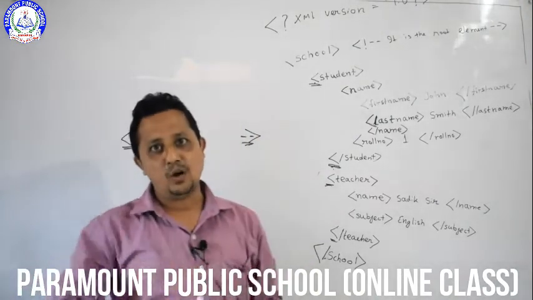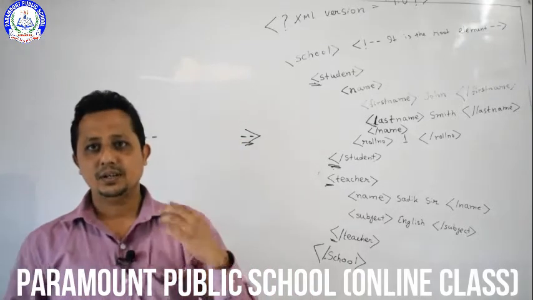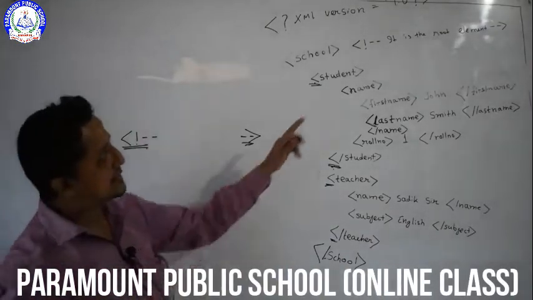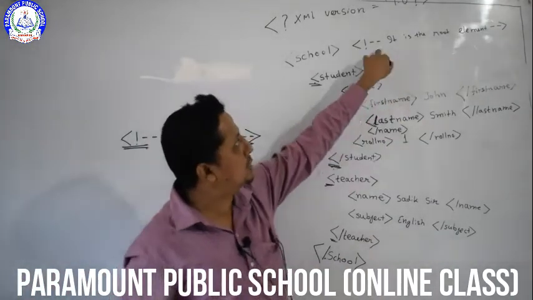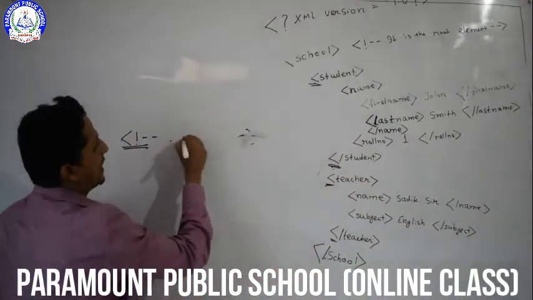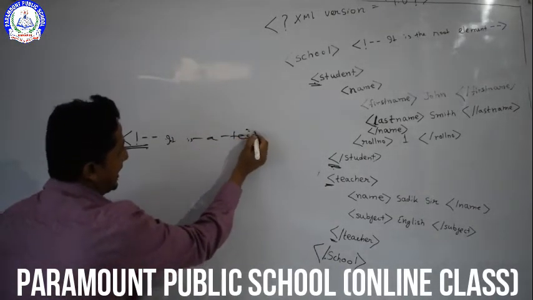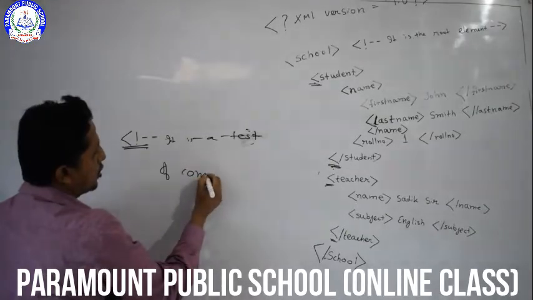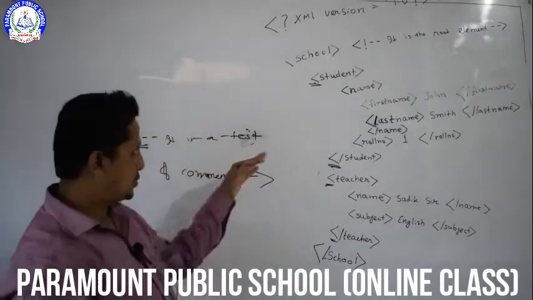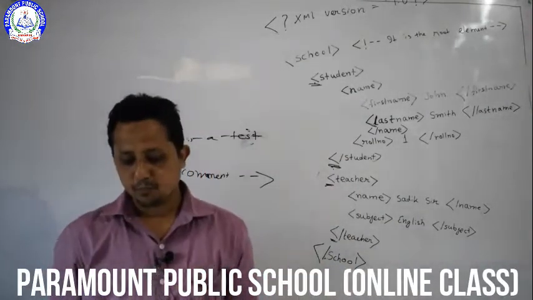A comment can be a single line, and a comment can also be a multi-line comment. This is a single line comment, or we can have a multi-line comment like this, with two lines, and similarly we close it like this. We write, for example, it is a test of comment. So a comment can be composed of a few words or more than one line.